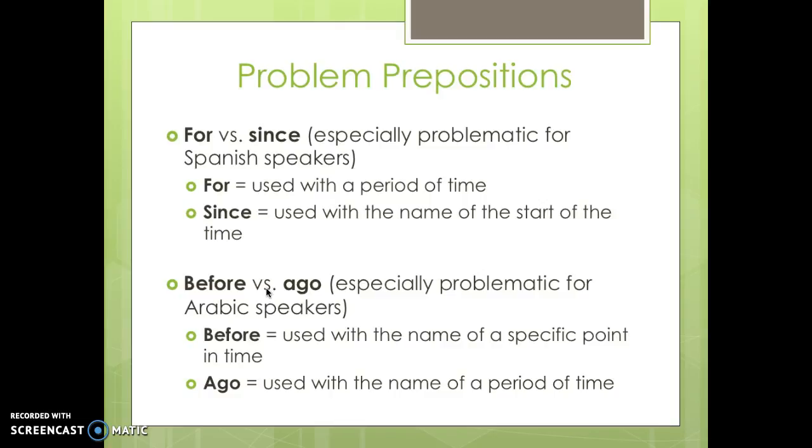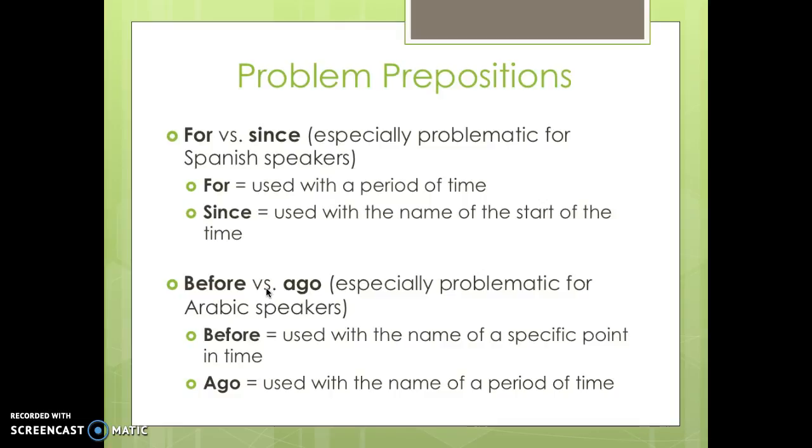Problem prepositions. This is a big issue with native language learners. Problem prepositions include for versus since, which is especially problematic for Spanish speakers.